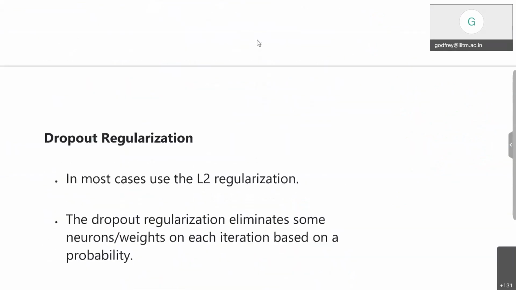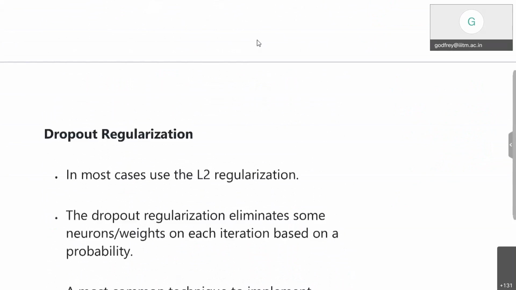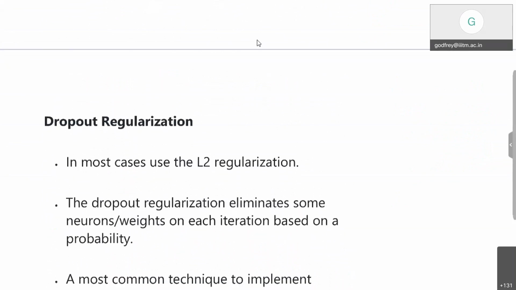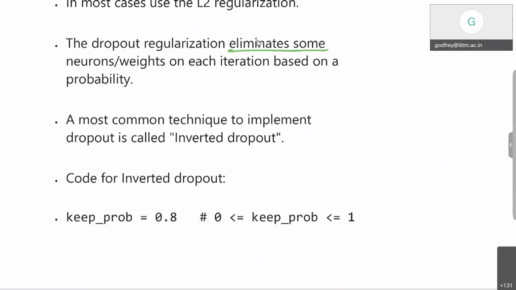So now there is another concept which is called dropout regularization. So now in dropout regularization, what is being done is that we eliminate some of the neurons based on probability. Dropout regularization eliminates some of the neurons.